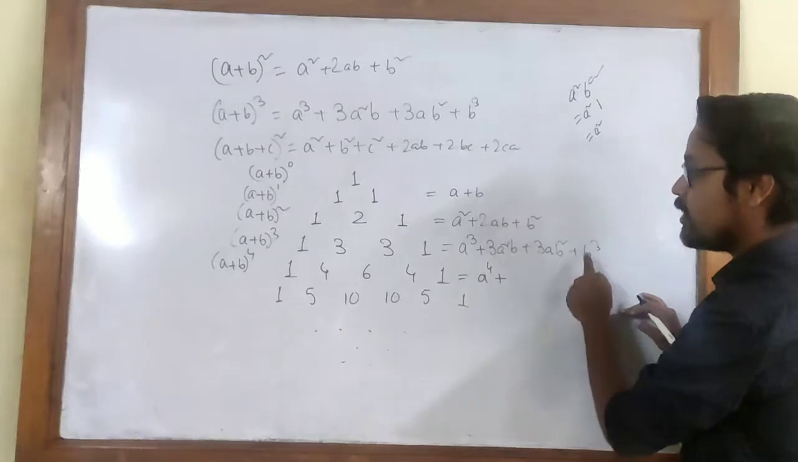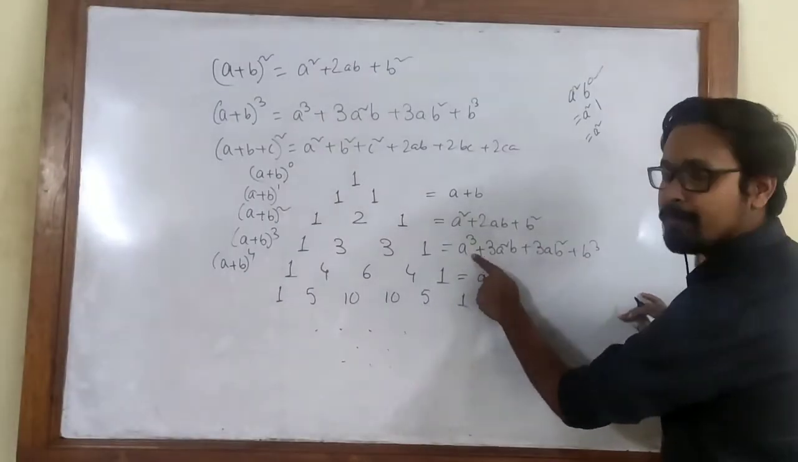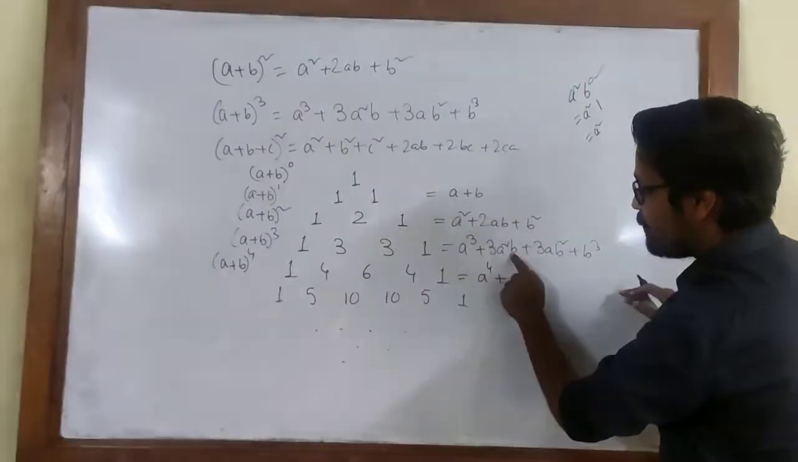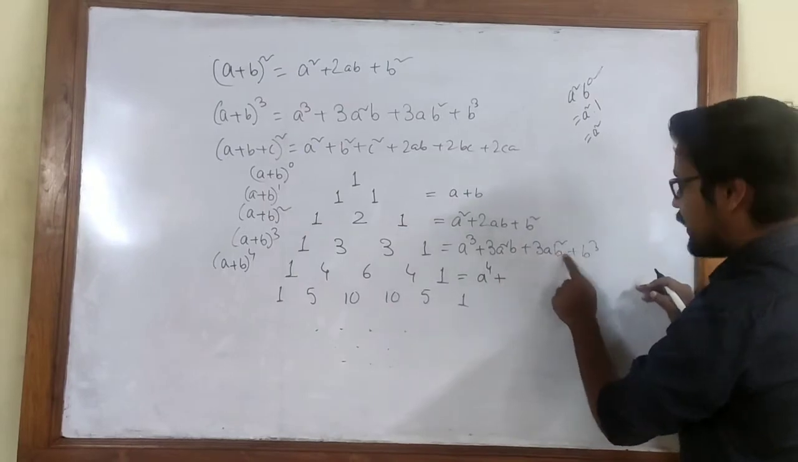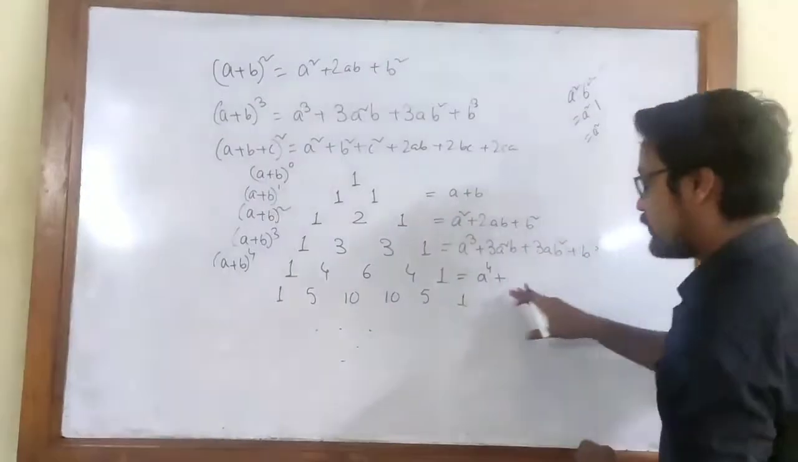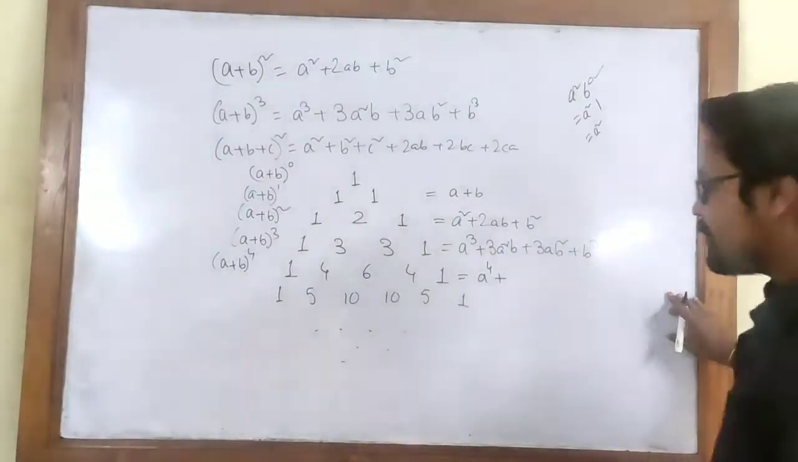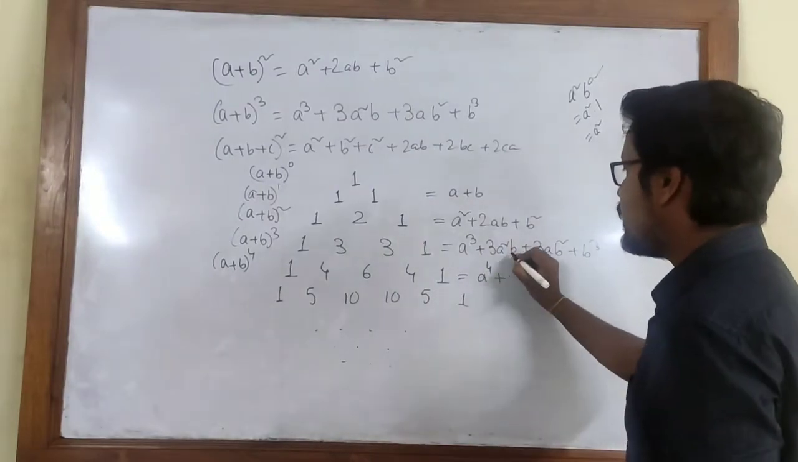So we don't have a here. In terms of b, there is no b, which means b has a power of 0. Here b has 1, b's power is 2, and here b's power is 3. So similarly we can write this formula also. So what will be the composition of the variables?